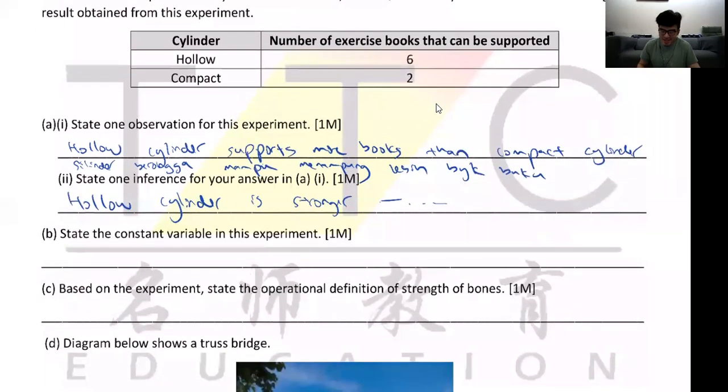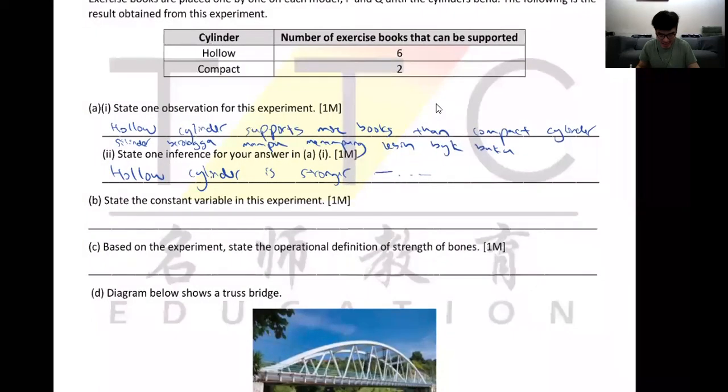No lah, this kind of answer is really stupid. Like, you don't say. Okay, so B.